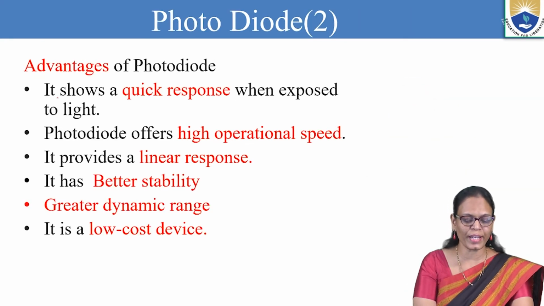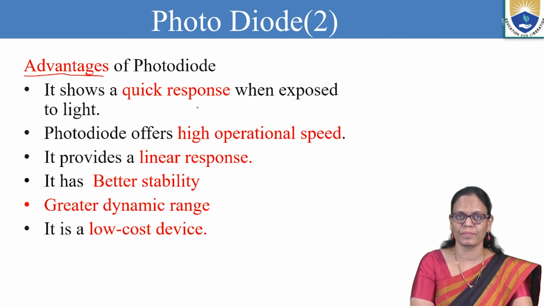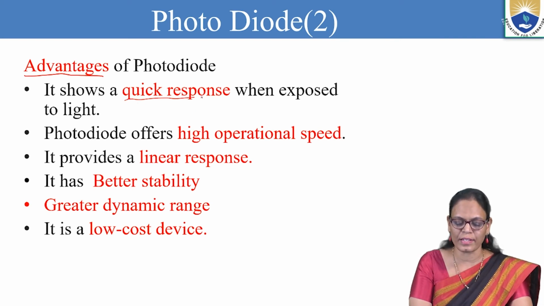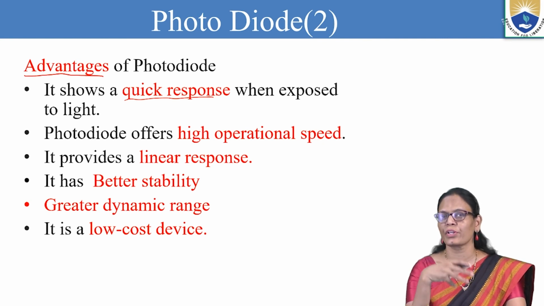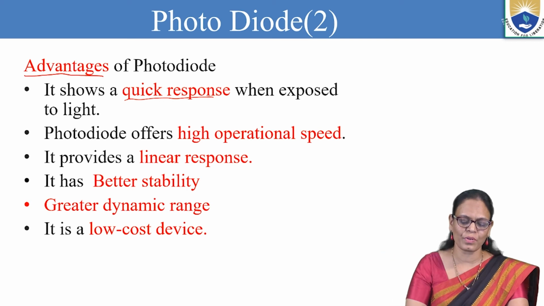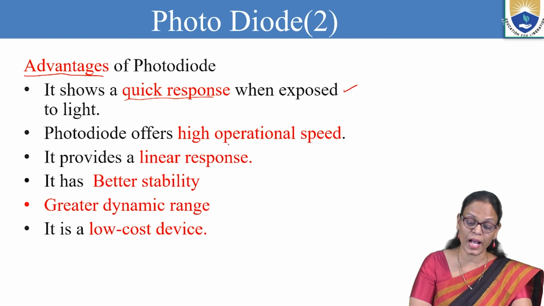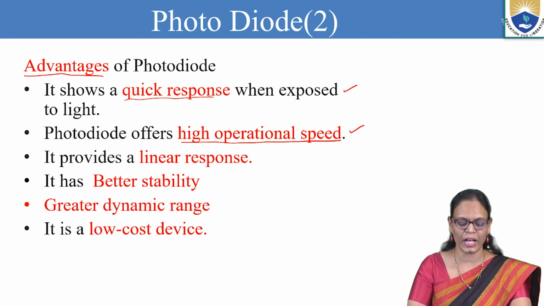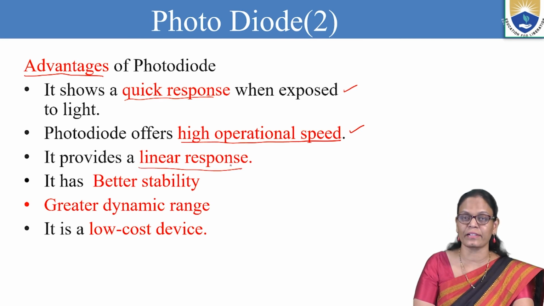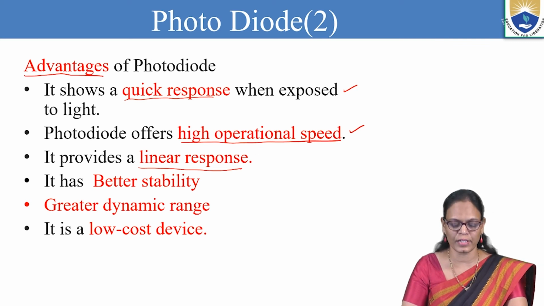Now coming to the advantages of photodiode. What are the advantages of photodiode? So it shows a quick response. Quick response in the sense, as soon as the light falls on the photodiode, you get the current. So the response is very quick. And photodiode also has high operational speed. The speed at which it operates is also very high, and the response is linear. Linear, you say, as the voltage increases, the current increases.